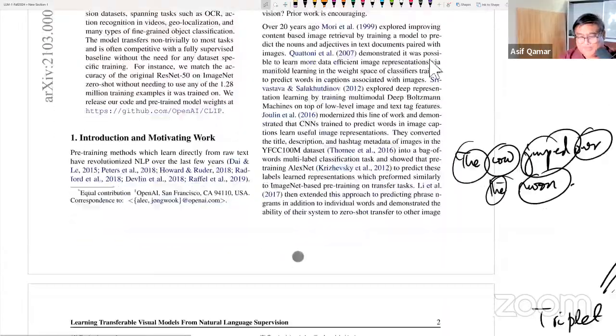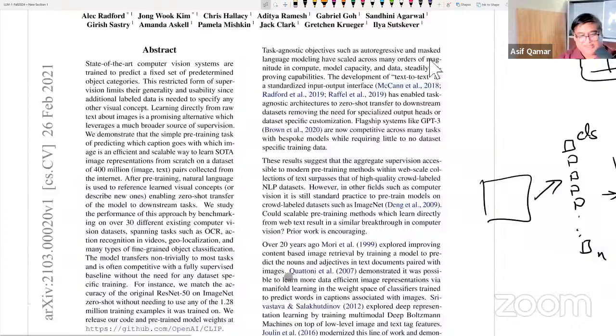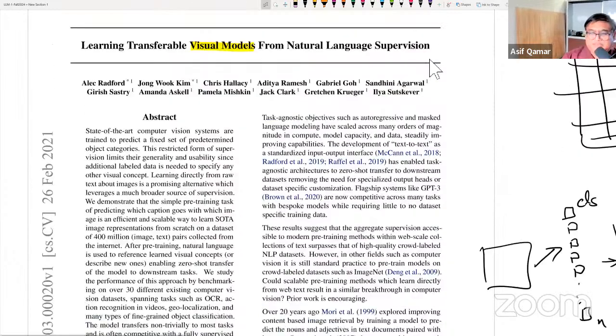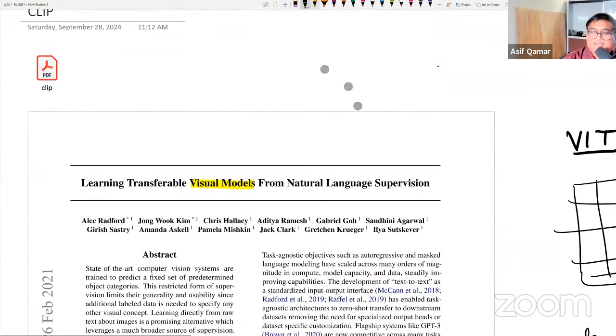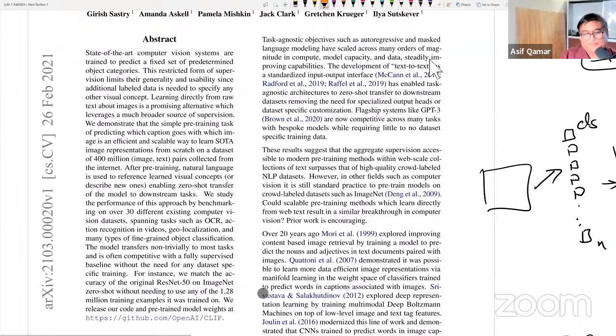Now, what is this paper, or how does this paper go about doing it? Let's read the abstract. The state-of-the-art computer vision systems are trained to predict a fixed set of predetermined object categories. This restricted form of supervision. What does the word supervision mean? Supervised learning. That you have to train the model with the loss function. Whenever you train the model with the loss function, it's supervision. Supervising. So the label is given for that?